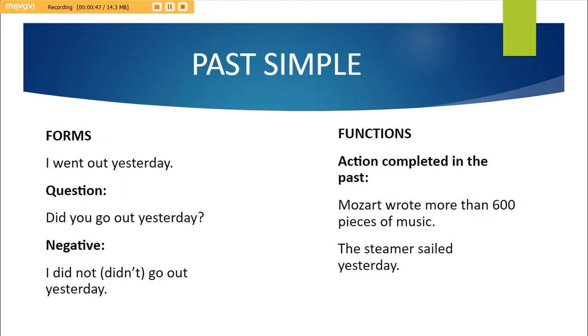The past simple, these are the forms and function. I went out yesterday. If it was in the form of a question, you'd say, did you go out yesterday? And if it was a negative connotation, then you'd say, I did not or I didn't go out yesterday. Since it denotes an action completed in the past, it could also talk about events way back in time. For example, Mozart wrote more than 600 pieces of music, or the steamer sailed yesterday.